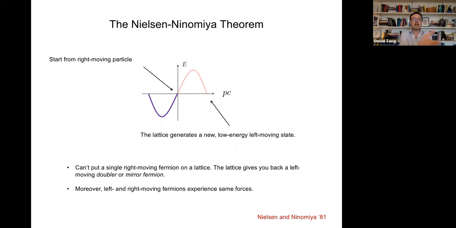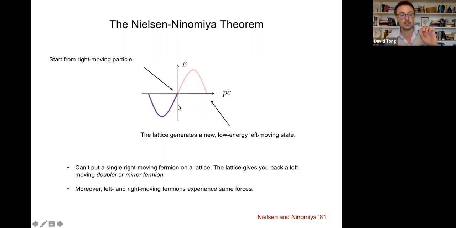All right, so this is the essence of the Nielsen-Ninomiya theorem. There's a fairly straightforward generalization of this to 4 dimensions. The idea is exactly the same. The theorem comes in sort of 2 separate parts. The first part is it is not possible to put a single right-moving fermion on the lattice. The lattice will rebel and insist that there's a left-moving accompanying fermion. That's often called a fermion doubler or a mirror fermion.